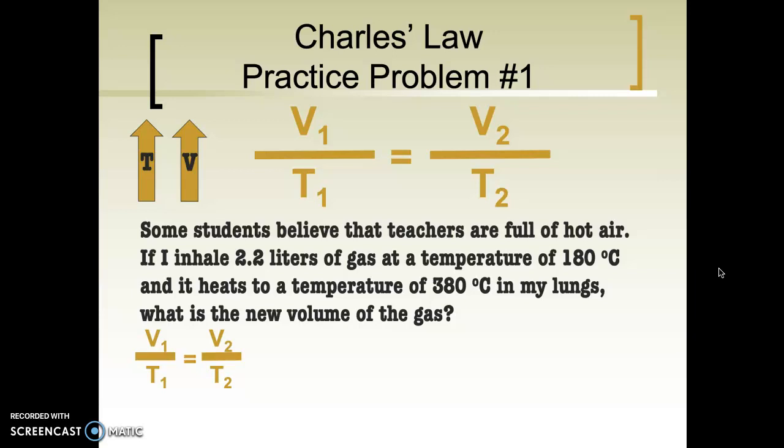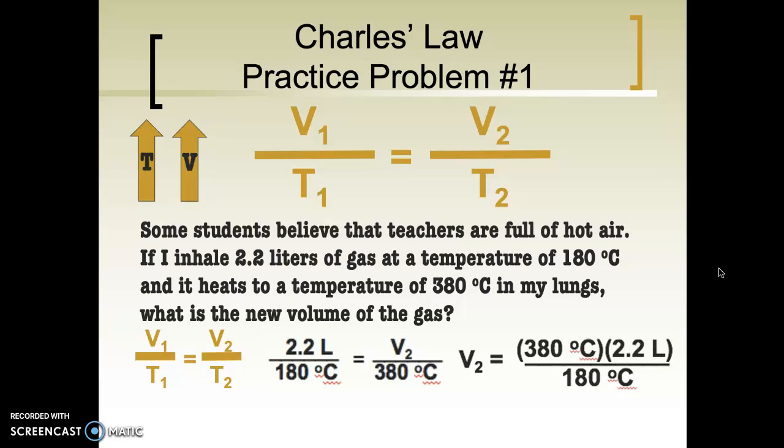What will be V2? So if we just simply take our numbers and apply them to the equation, V1 over T1, V2 over T2, we will get this. The 2.2 liters was the initial volume, 180 degrees Celsius was the initial temperature. We are trying to find out the new volume, or V2, if the temperature rises to 380 degrees. So this is how we would set up our problem. Now what we have to do at this point is solve for V2. In order to do that, we will simply take our 380 degrees Celsius and multiply it to the other side.